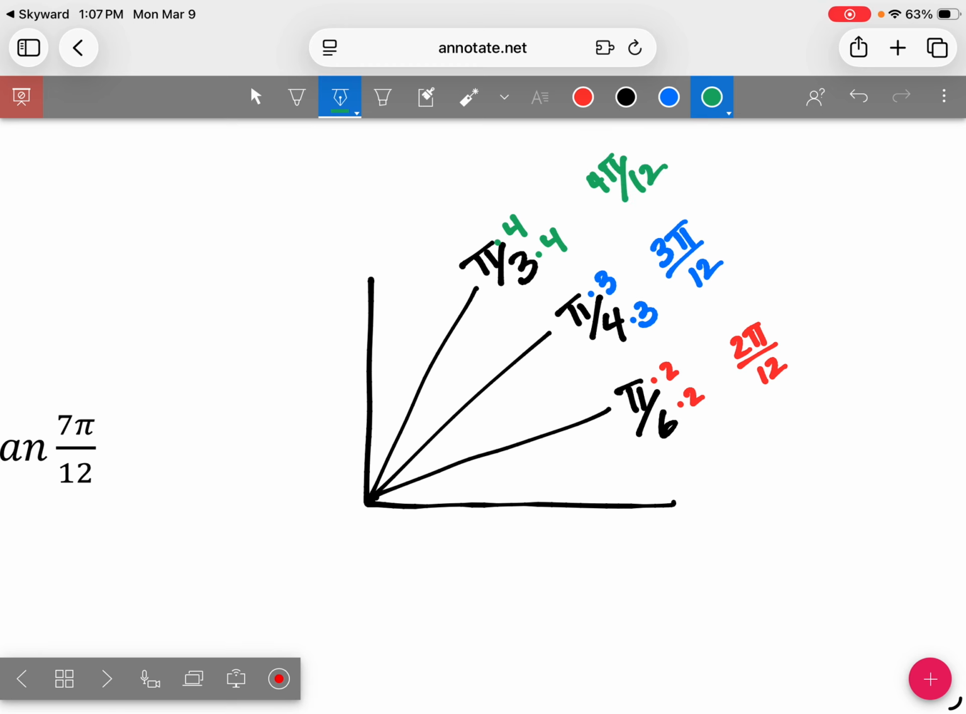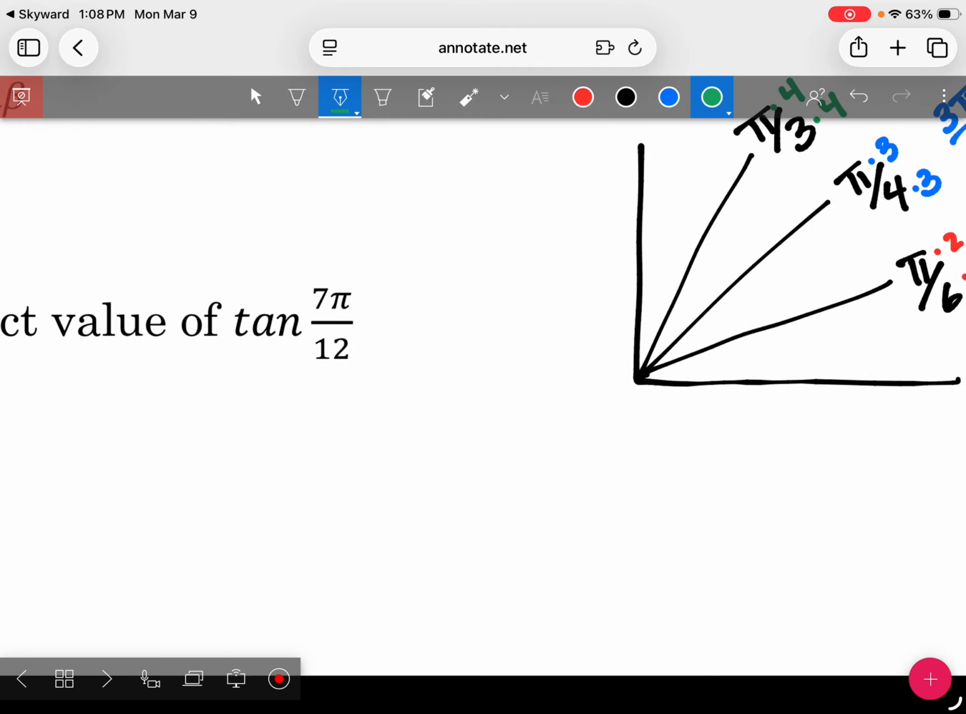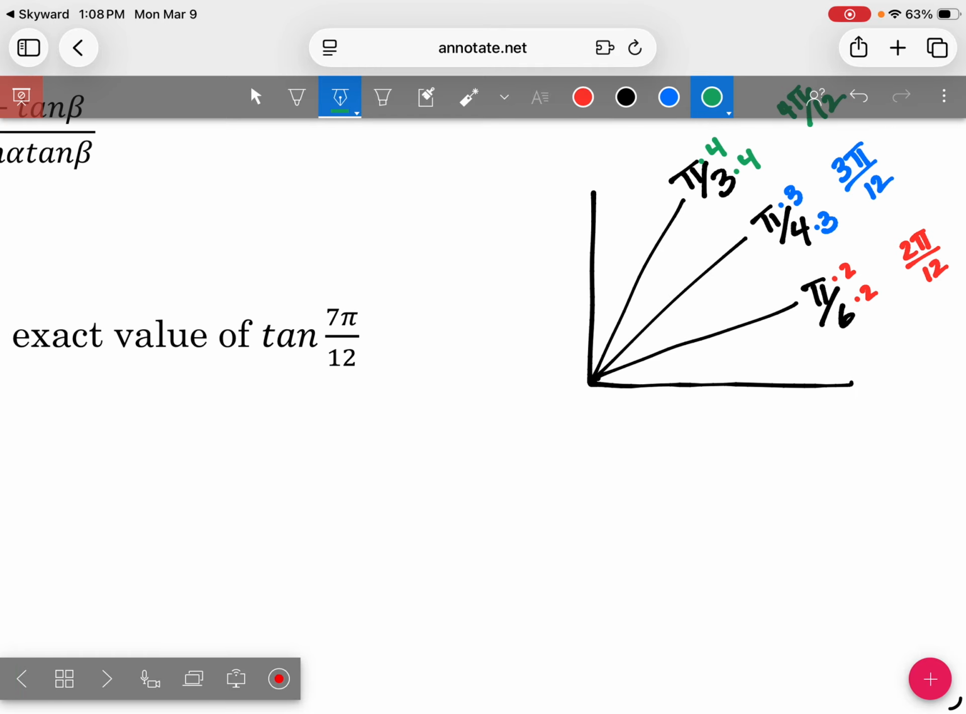Okay. So if I'm trying to get 7 pi over 12, what 2 angles am I adding together to get 7 pi? Pi over 3 and pi over 4. So 4 pi over 12 and 3 pi over 12. So to do this, I'm going to take the tangent and I'm going to add pi over 3 plus pi over 4. This is the bigger angle. This is the smaller angle.